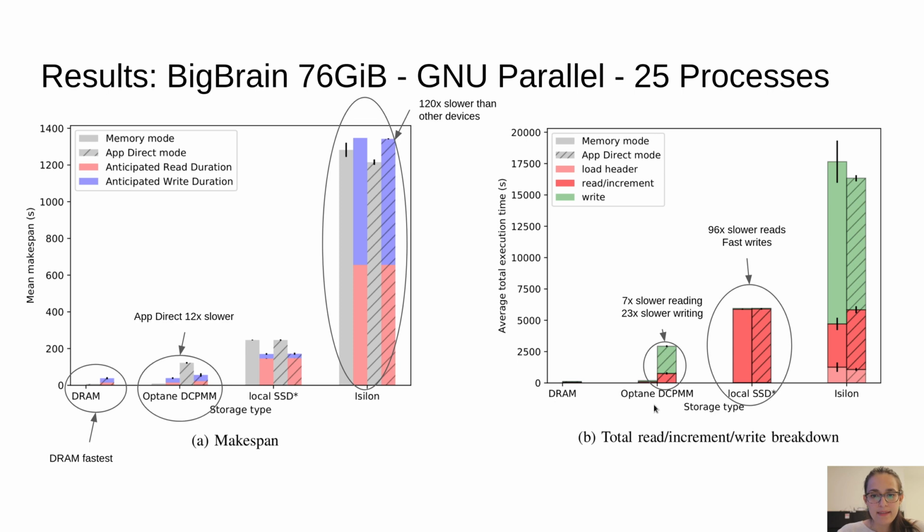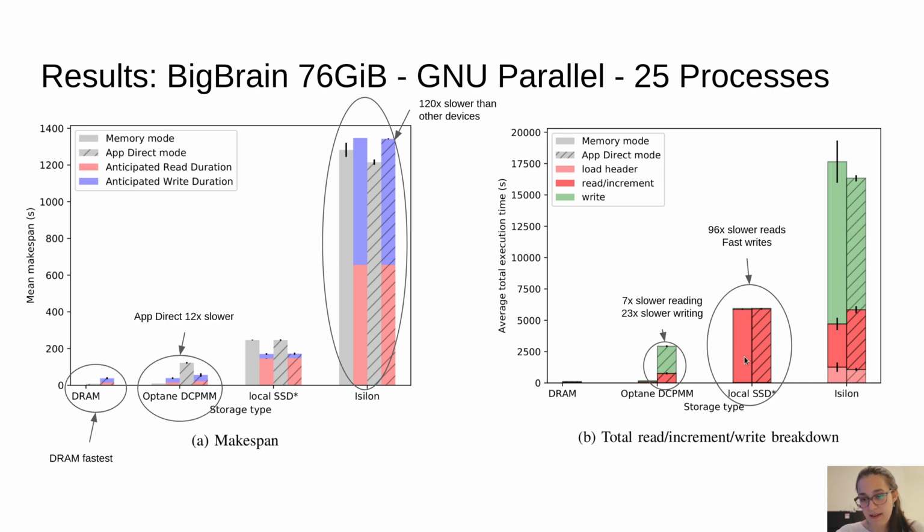We then compared the total read, increment, and write breakdown for each storage device. So Optane in memory mode performed about the same as DRAM, but we noticed that in AppDirect mode, we had 7 times slower reading compared to memory and 23 times slower writing compared to DRAM.